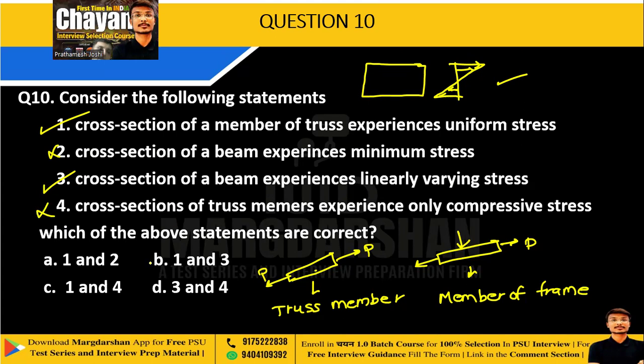So which are correct? 1 and 3. Okay, so the answer for this question is 1 and 3. It is a good question because you have to understand it properly before answering. So this is a good question. Okay.